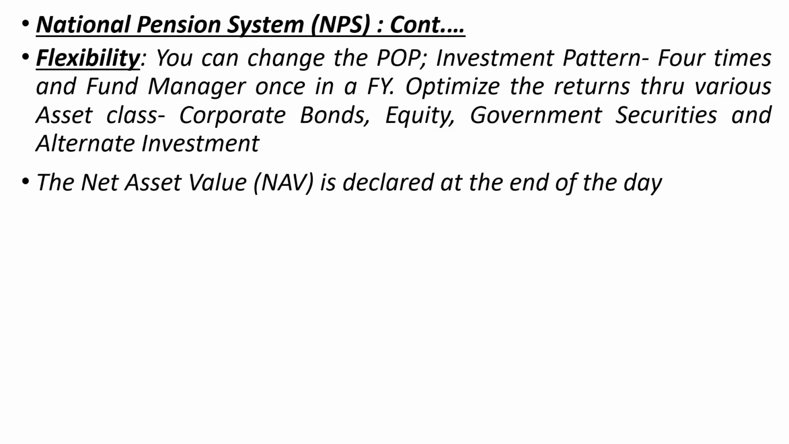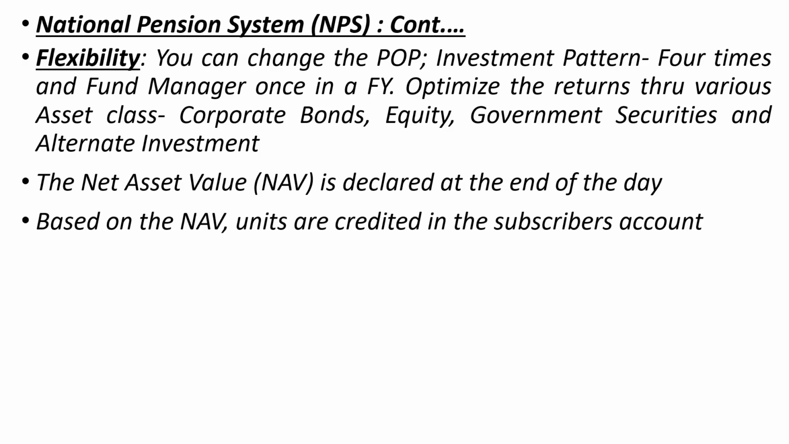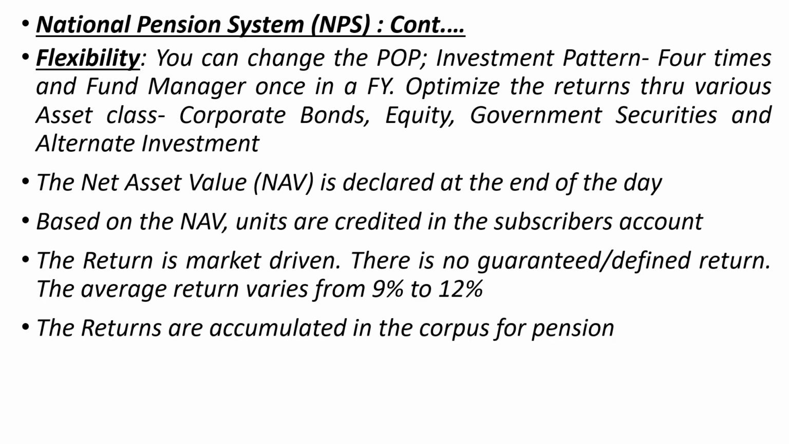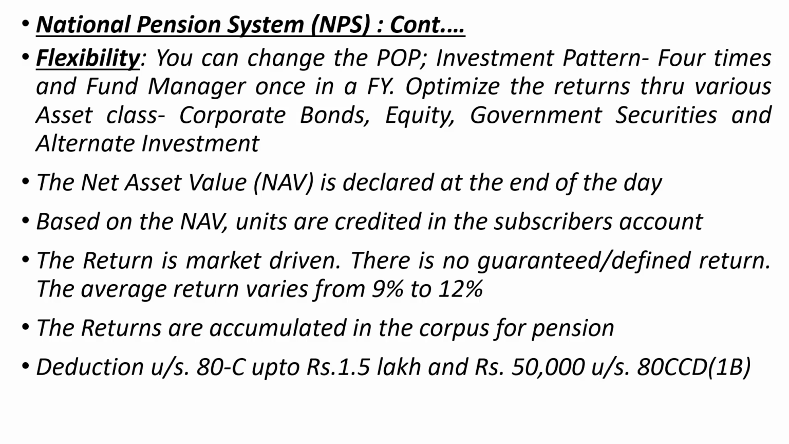The net asset value of the units is declared at the end of the day. Based on the net asset value, units are credited in the subscriber's account. The return is market driven. It is not a fixed return. There is no guaranteed or defined return. The average return of the past varies from 9% to 12%. The returns are accumulated in the corpus for pension.